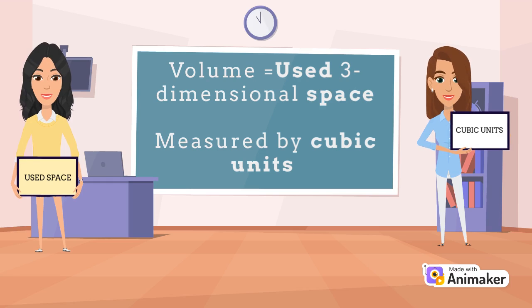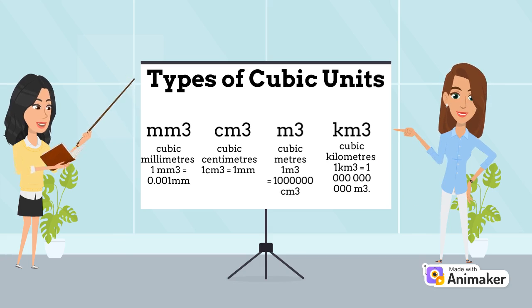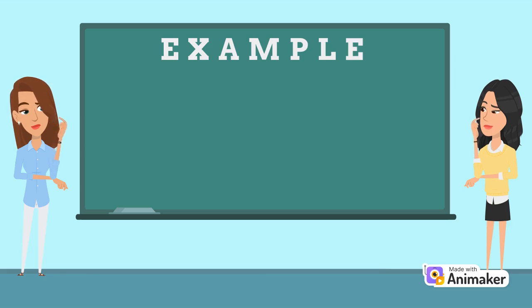Volume is the amount of space which an object takes up, and it is determined or measured by cubic units. There are several types of cubic units, from as small as cubic millimeters to as large as cubic kilometers. Let's think about an example.